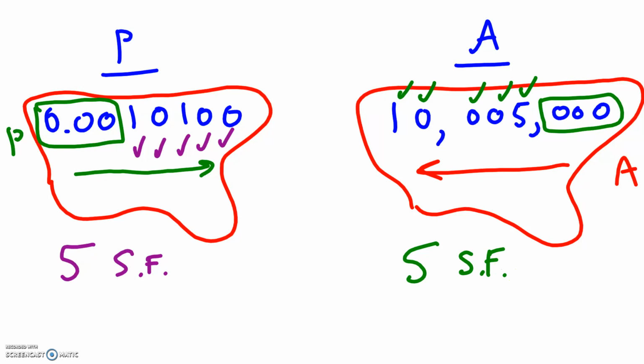So to decide which zeros are leading, we have to consider which direction we're going. In the first case, these zeros were leading because they came first. And in the second case, these were the zeros that came first. This rule works even if there are no leading zeros.